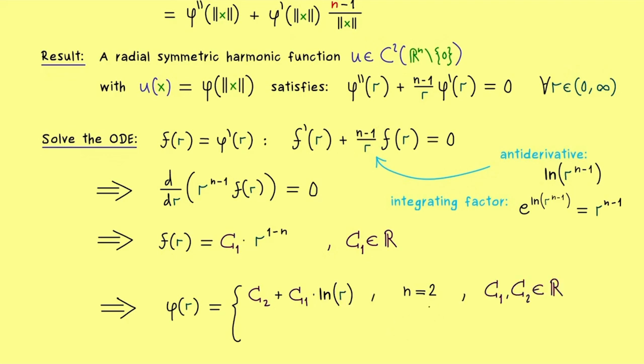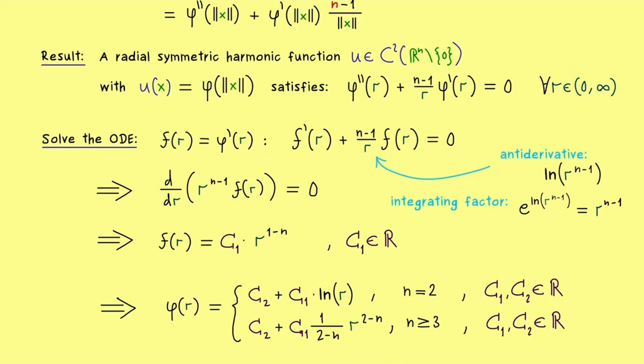And this is the only special case because for a larger n we just have a general formula for the antiderivative. Namely, as you know, we just have to increase the exponent exactly by 1. So we have r to the power 2 minus n with the same factor in front. But honestly, we could push this factor into the constant c1. And there we have it.